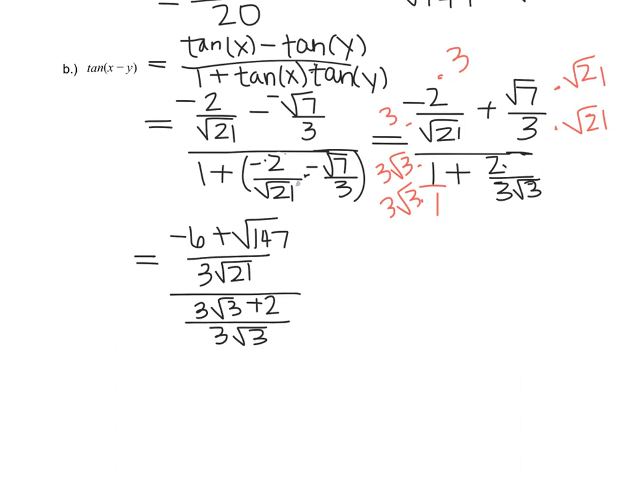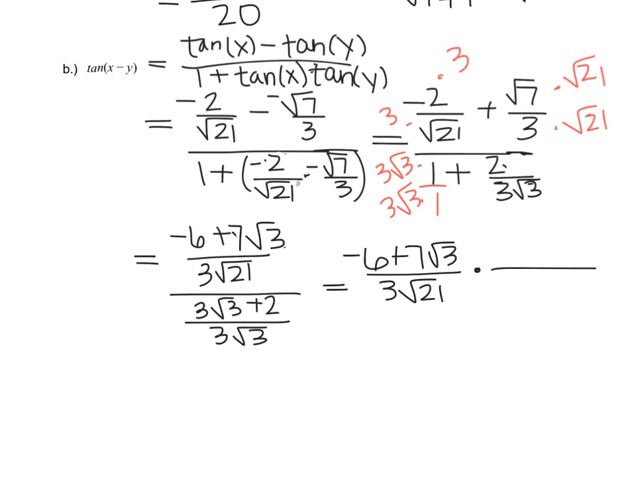So in our numerator, we have radical 147, which we've already simplified in the previous example. So I know that that's going to become 7 radical 3. So now that we have two single fractions being divided, we can rewrite it as multiplication. So we're going to leave it as negative 6 plus 7 radical 3 all over 3 radical 21 times the reciprocal of our denominator, which is 3 radical 3 over 3 radical 3 plus 2.